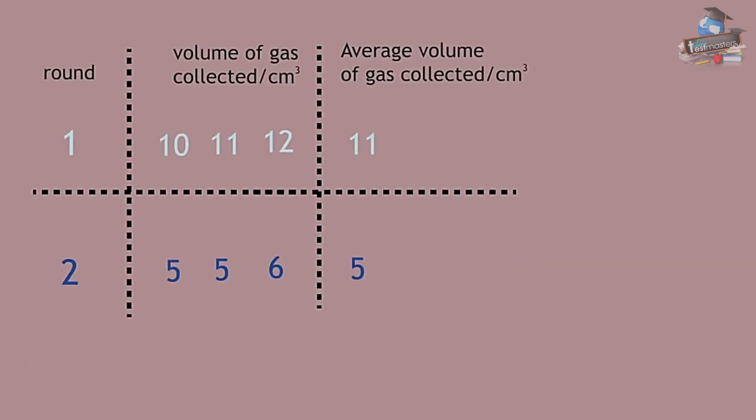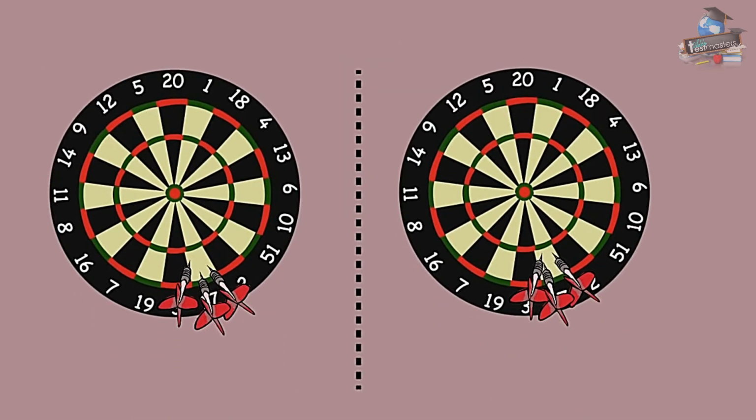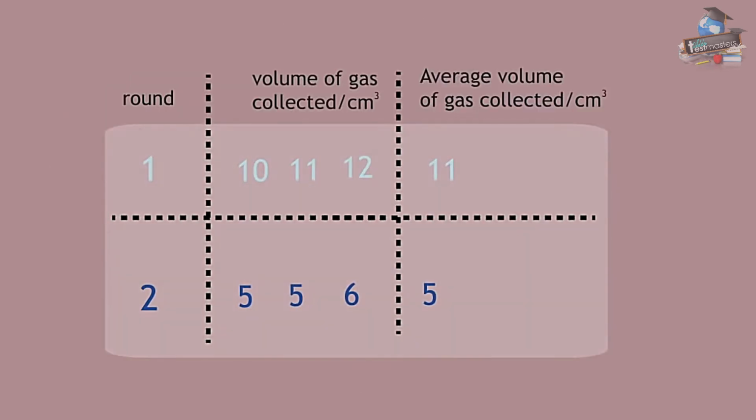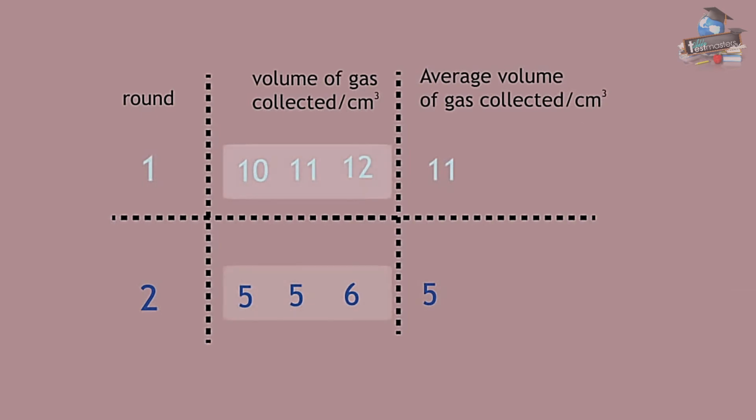Your second set of measurements for the volume of gas collected are no longer accurate as well. You'd hope to get the same set of results if you did everything the same way twice. However, these results are precise. All of your gas volumes are similar to one another and the average.